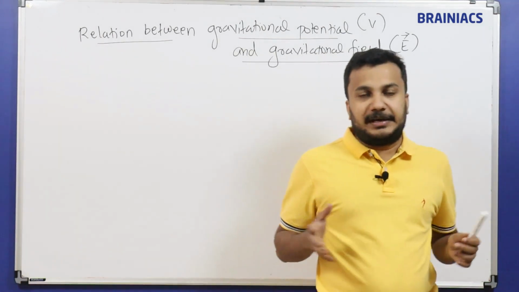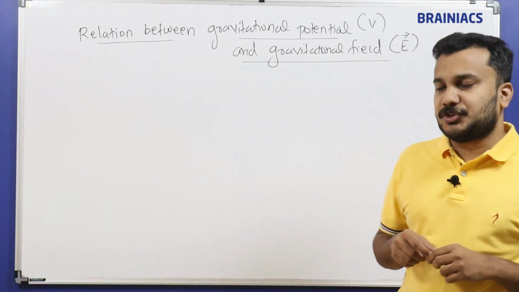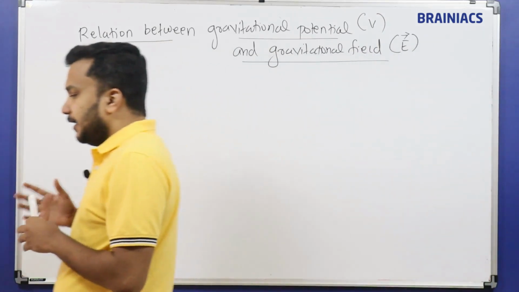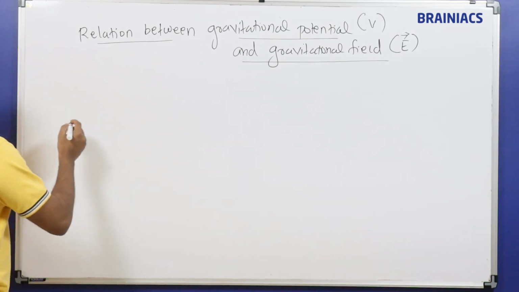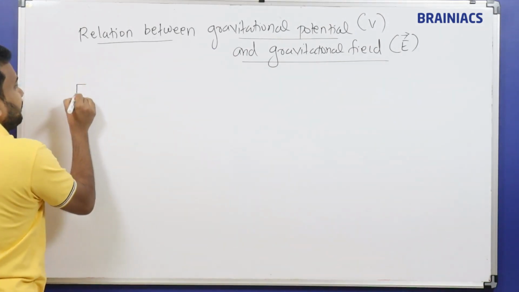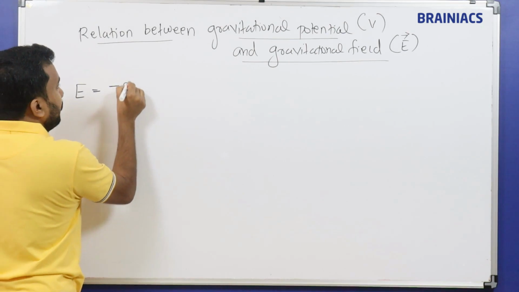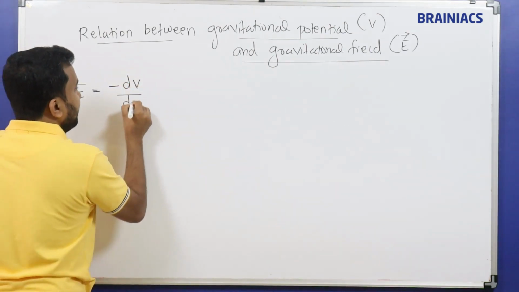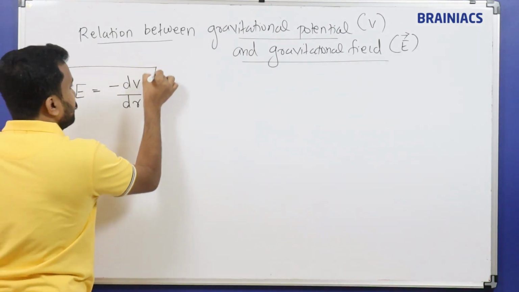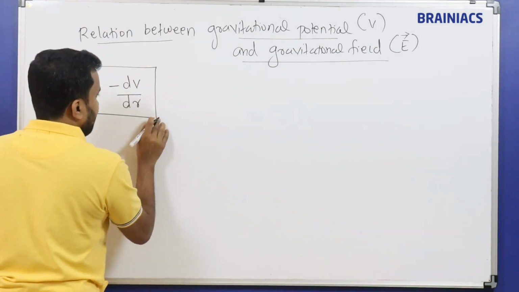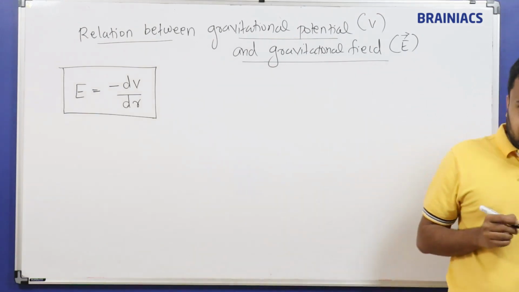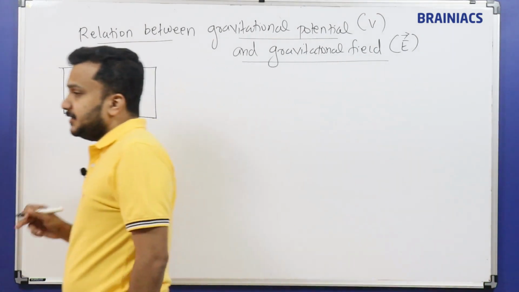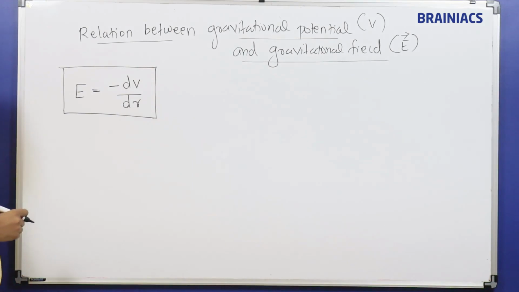Field we have learned very detailedly. Gravitational field expressions we have learned, and now we are continuing with gravitational potential and the relations between them. So this is very important. Gravitational field E is equal to minus dV by dr. Remember this, in second year also we will learn it in the electrostatics chapter, electric charges, electrical potential and capacitance chapter. So E is equal to minus dV by dr is the formula.